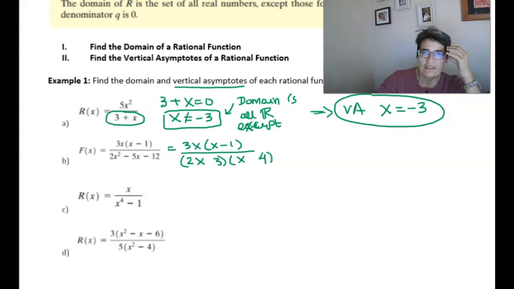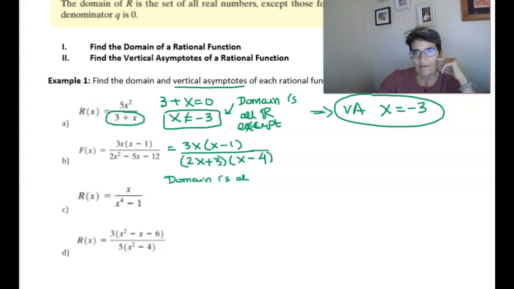We need a negative 5 in the middle, so I think this is negative 4 and this is plus 3. Because that will give me 2x squared minus 8x plus 3x gives me the negative 5x and then negative 12. Right. Now the domain will be everything excluding the values that make the denominator 0. So the domain is all real numbers except what makes these 0: x equals negative 3 over 2 and x equals 4.